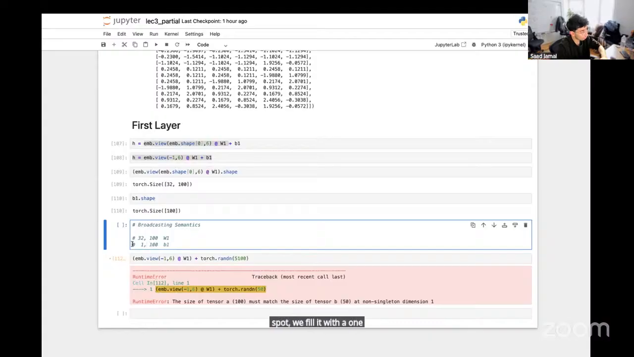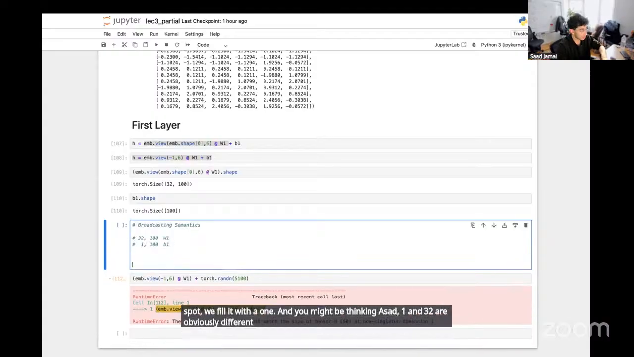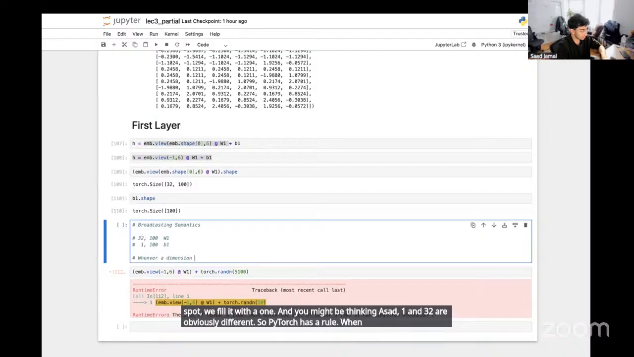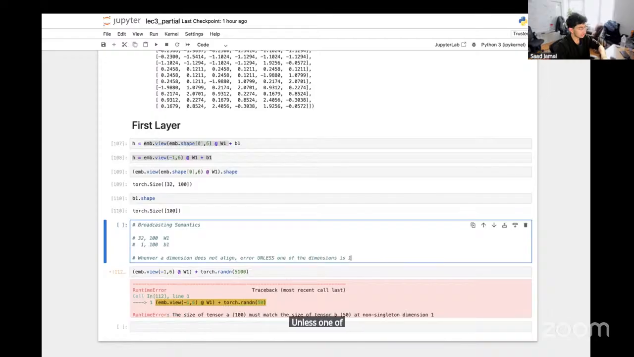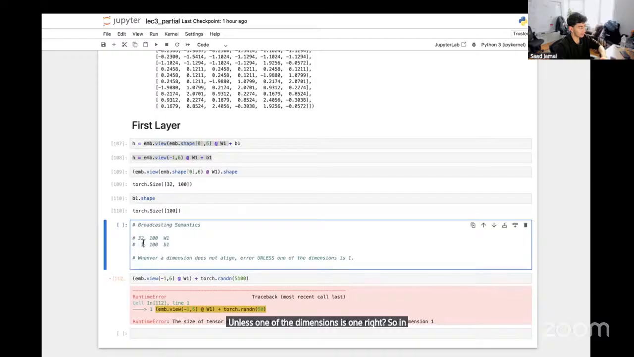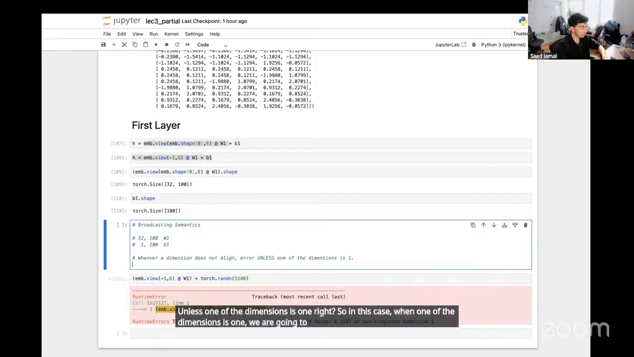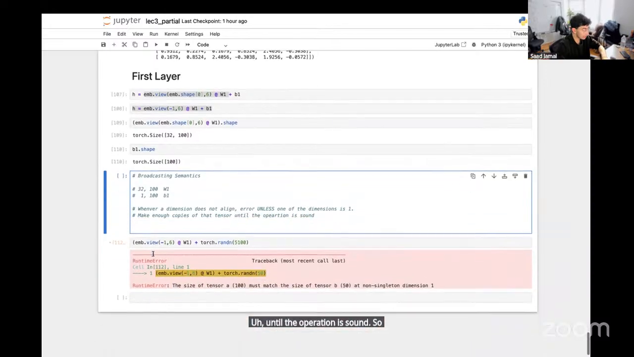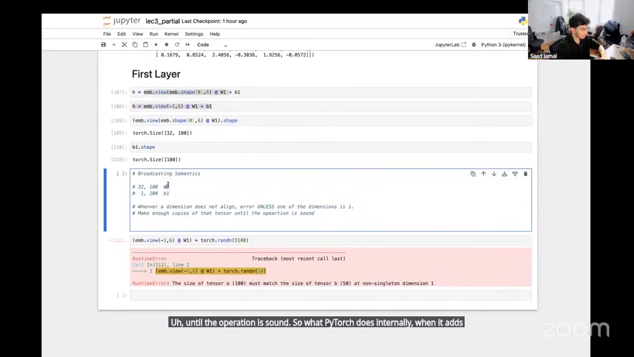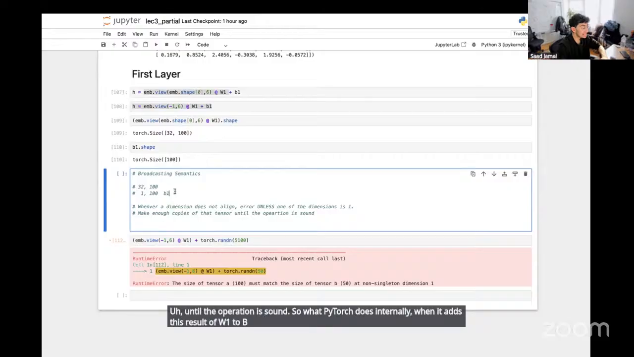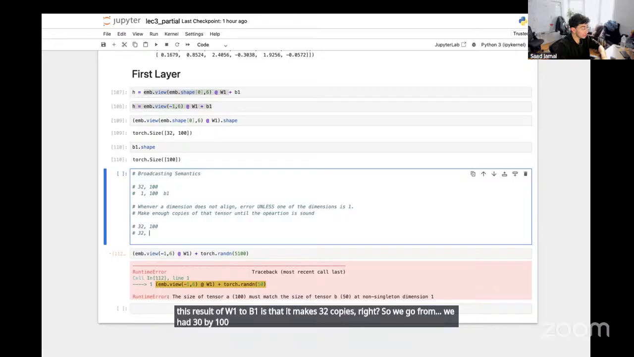You might be thinking, 1 and 32 are obviously different. So PyTorch has a rule: whenever a dimension does not align, error, unless one of the dimensions is 1. When one of the dimensions is 1, we duplicate, or make enough copies of that tensor, until the operation is sound. So what PyTorch does internally when it adds this result of W1 to B1 is that it makes 32 copies, so we now have 32 by 100.